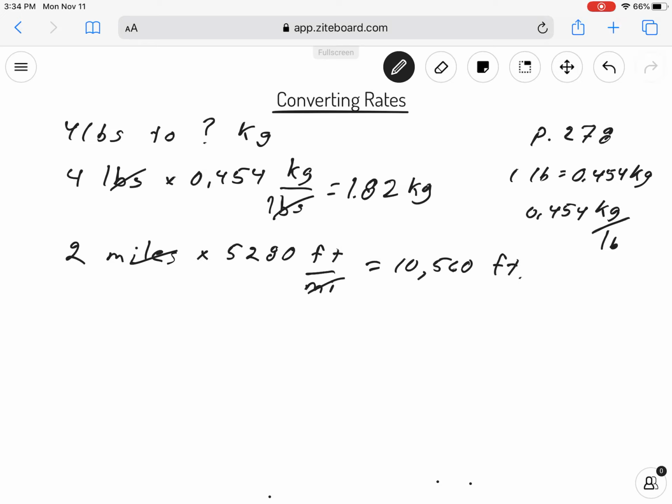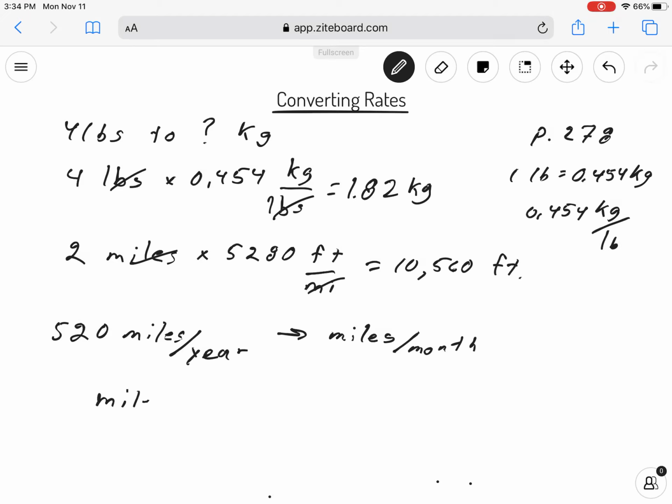The trick is now, what if we are converting rates with more than one unit? For example, we want to do 520 miles per year, and we want to go to miles per month. Okay, so the easiest way to do these is let's just worry about the units first, and then we'll worry about the numbers.